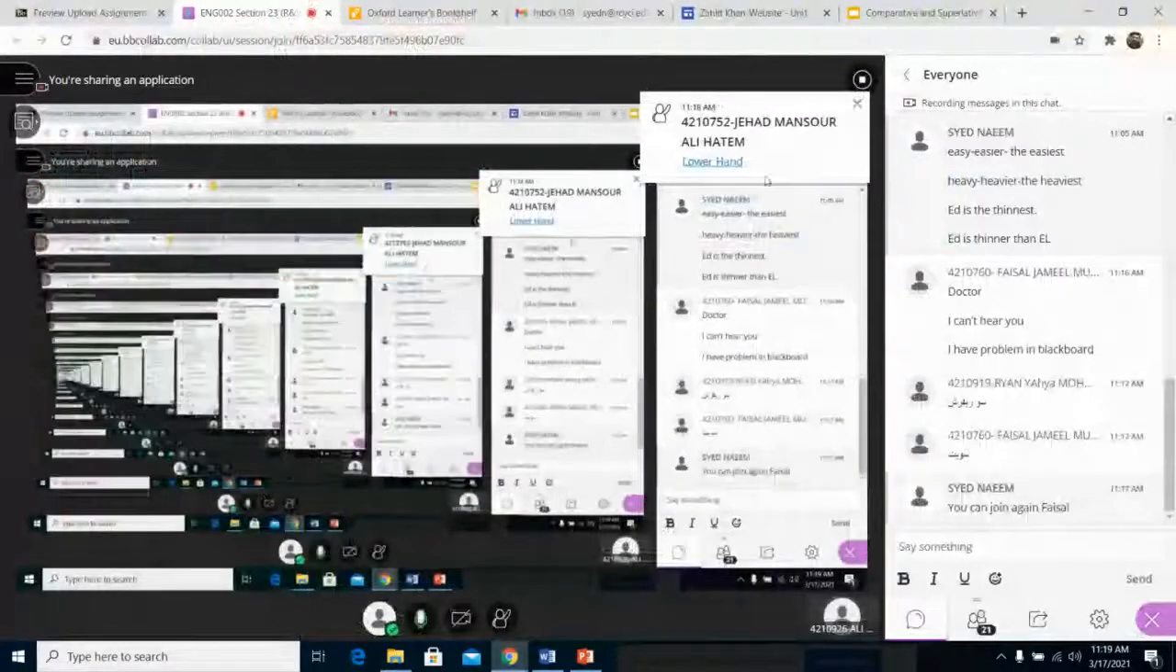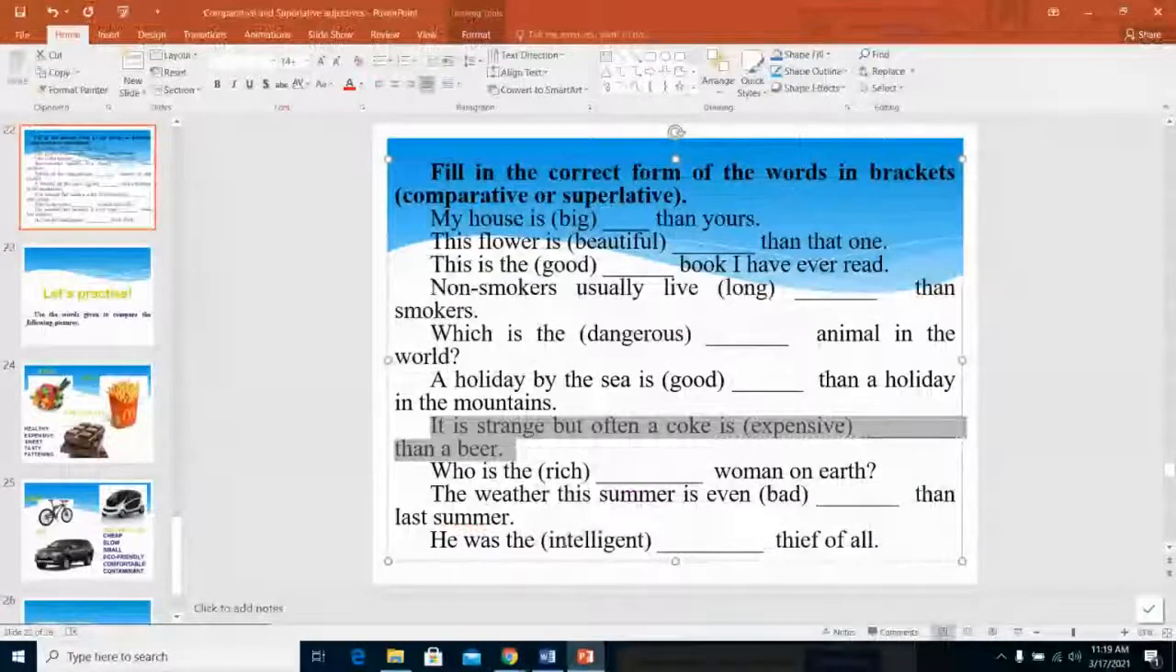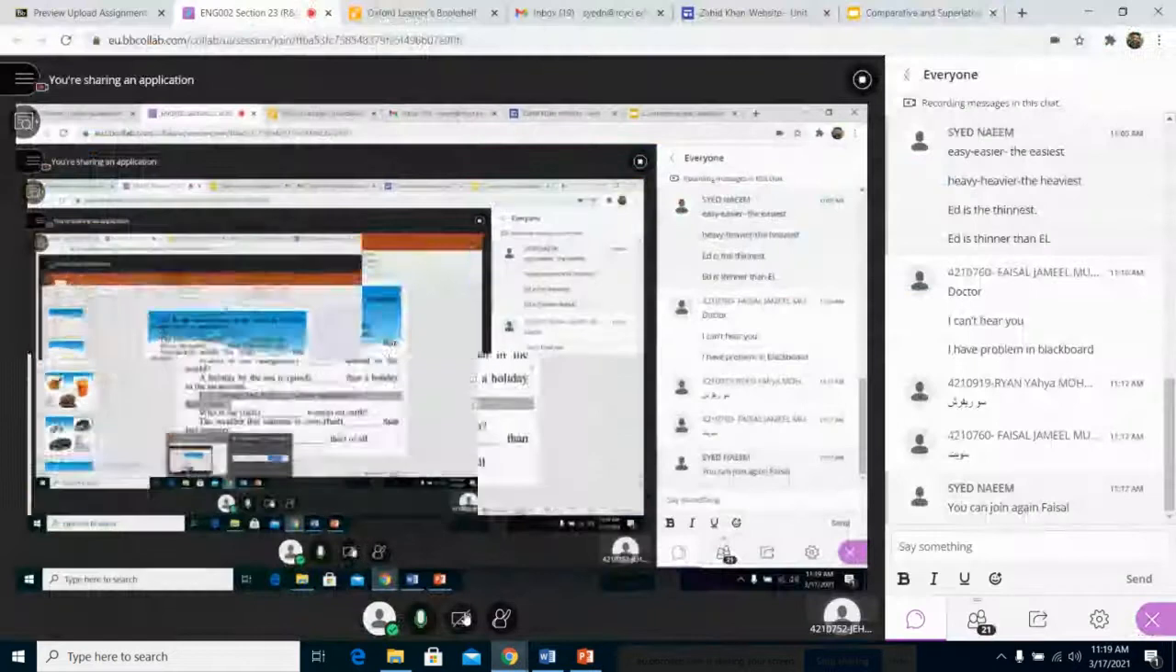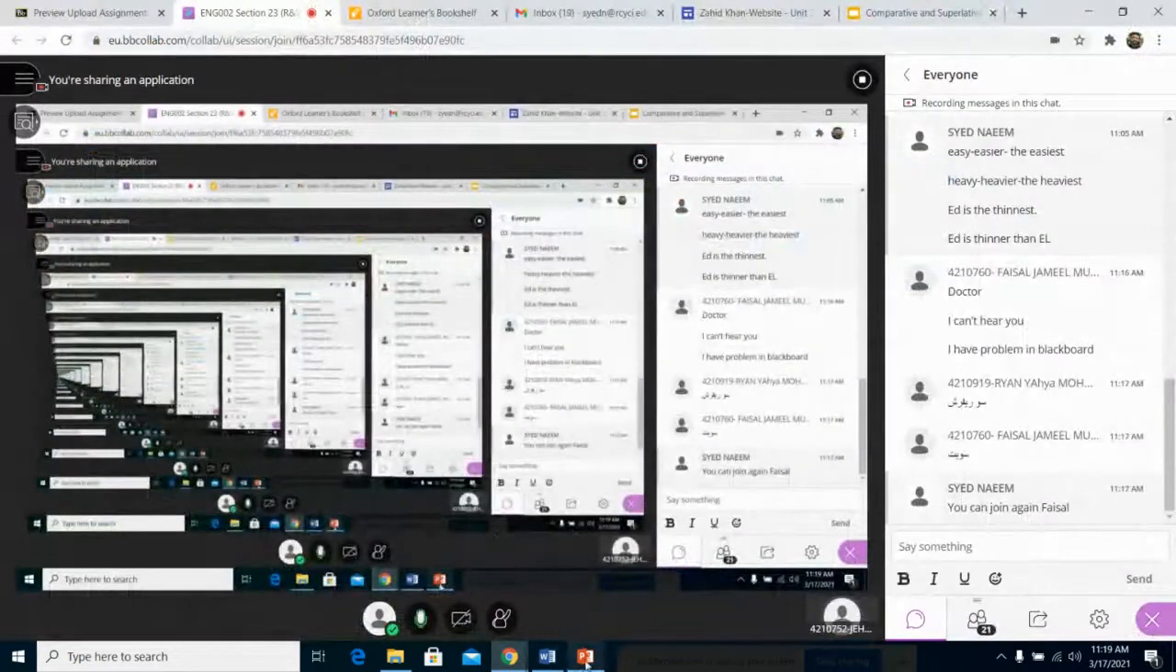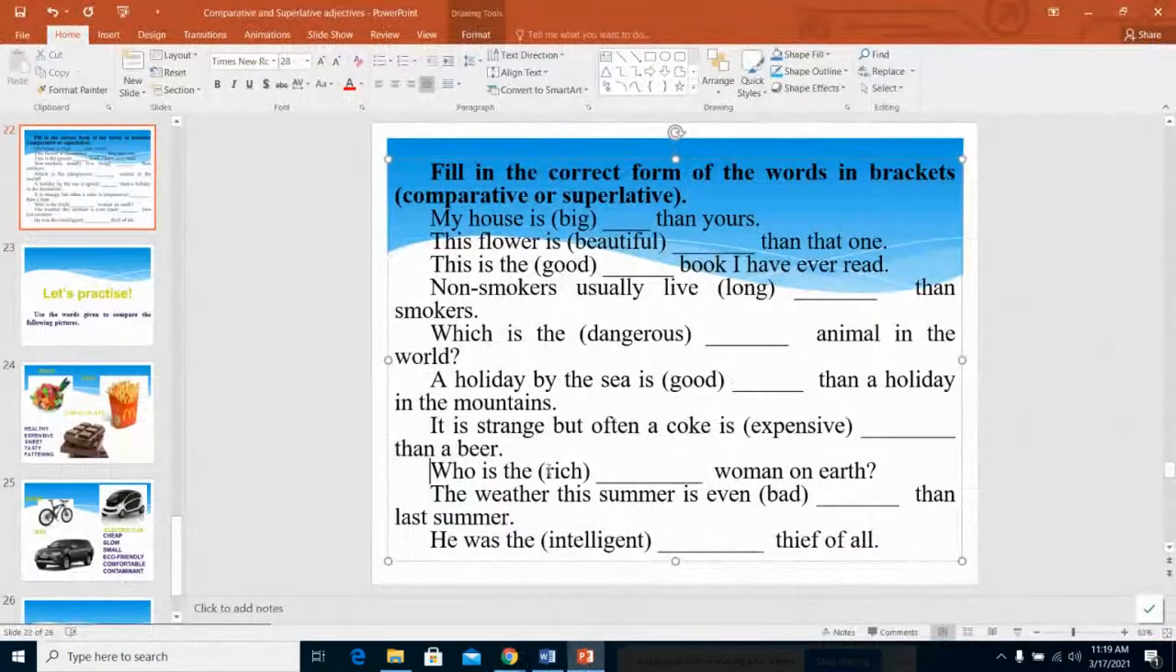Again, comparative. Jihad. It is strange, but often a cook is more expensive than a peer. Excellent, Jihad. Mashallah. You are participating very well, Jihad. Continue it. Okay, keep it up.